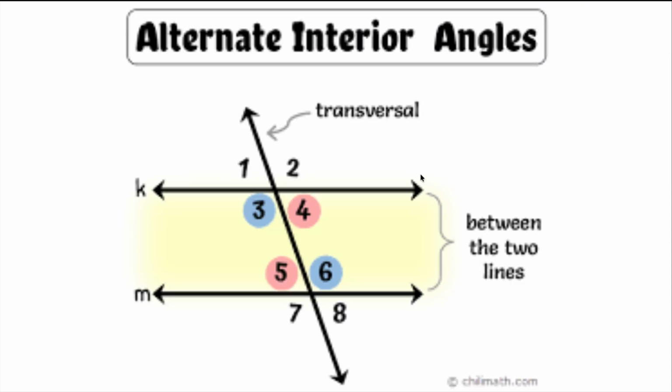Next, we have alternate interior angles. So here are parallel lines K and M. The angles that are formed inside of the parallel lines with the transversal are called interior angles. Okay, so anything in between the parallel lines are interior angles. Alternate basically means the diagonal angle. So 3 and 6 are congruent, 4 and 5 are congruent.